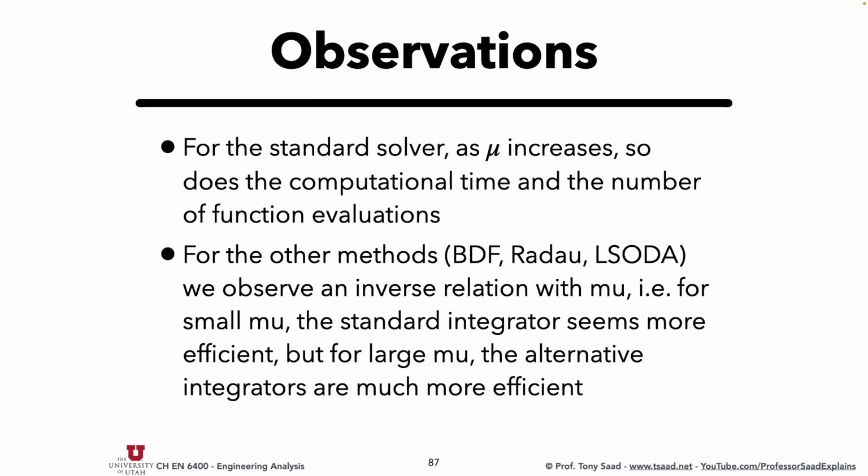So let's summarize our observation. For the standard solver, as mu increases, so does the computational time and the number of function evaluations. For the other methods, BDF, Radau, there's another method called LSODA, I'll talk about it a little bit later, we observe an inverse relation with mu. For small mu, the standard integrator seems to be more efficient. That's the key word here. But for large mu, the alternative integrators, BDF, Radau, and LSODA, are much more efficient. So let's see what's going on.